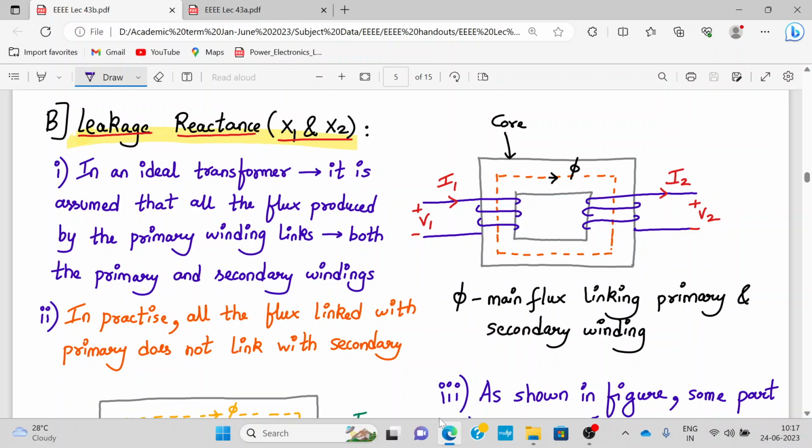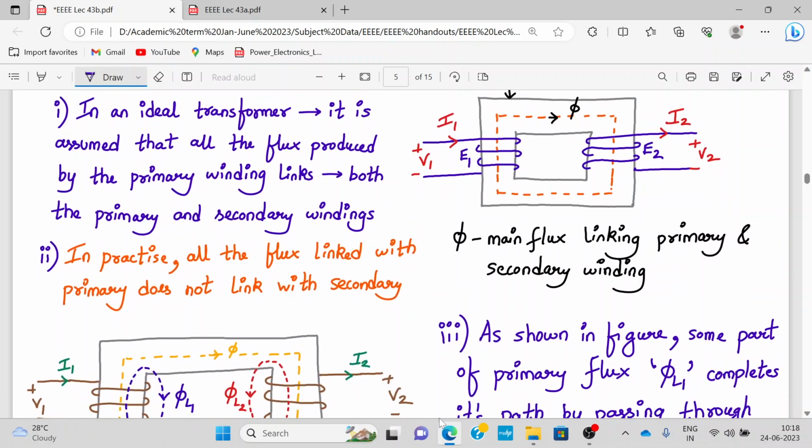Due to the applied AC voltage V1, primary alternating current I1 flows, and due to Faraday's law, we have self-induced EMF and mutually induced EMF, E1 and E2 respectively. So phi is the main flux linking the primary and the secondary winding.